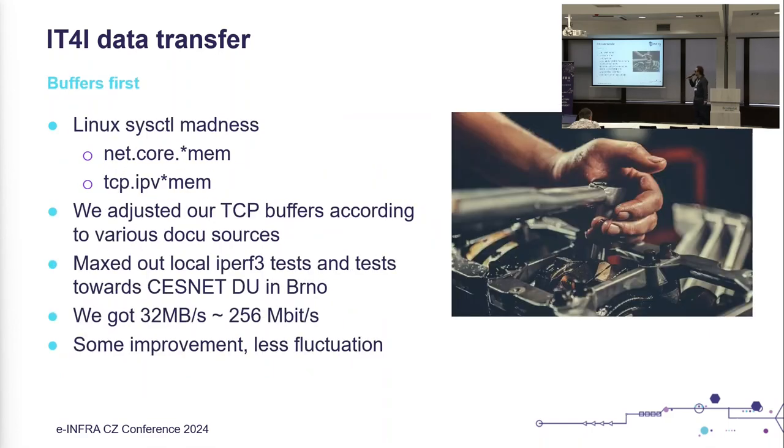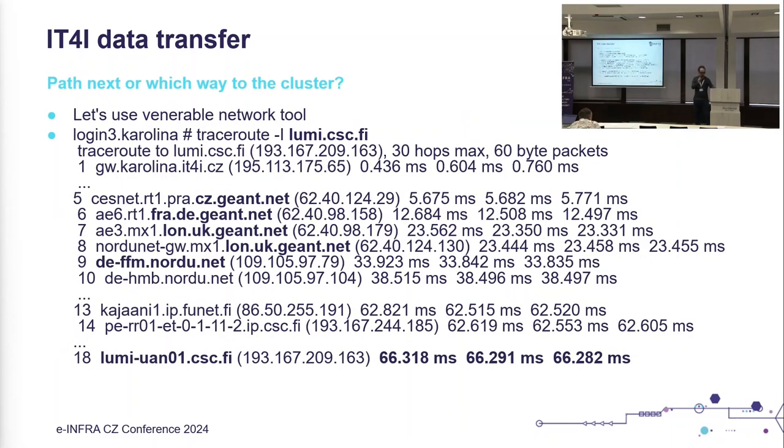So we got our hands dirty. We dug into the sysctl settings of the Linux kernel. We adjusted them on our nodes or our access nodes. And there was some performance improvement. We asked our colleagues from the testnet if we can get some server in a different location than in our DC. There was some improvement, less fluctuation, but still not something we would really be proud of.